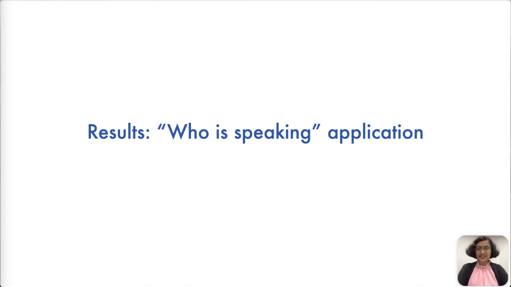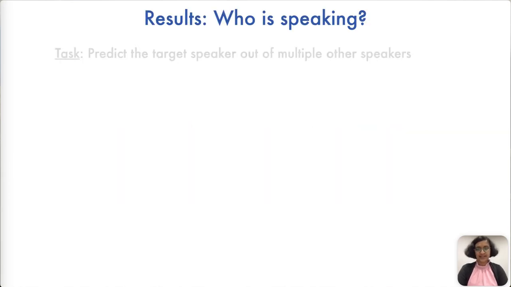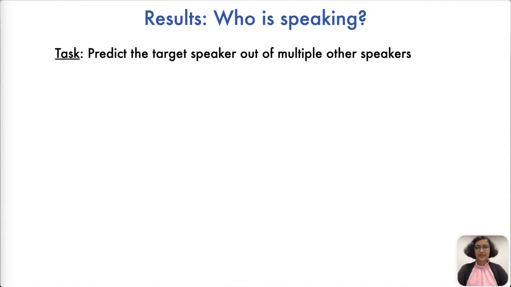Okay, so these were the results for task 1 on synchronization. Let us now move on to the second task of identifying who is speaking in a crowd. Here, we'll be showing the original video on the top row for reference, and the predicted speaker will be depicted in green at the bottom.